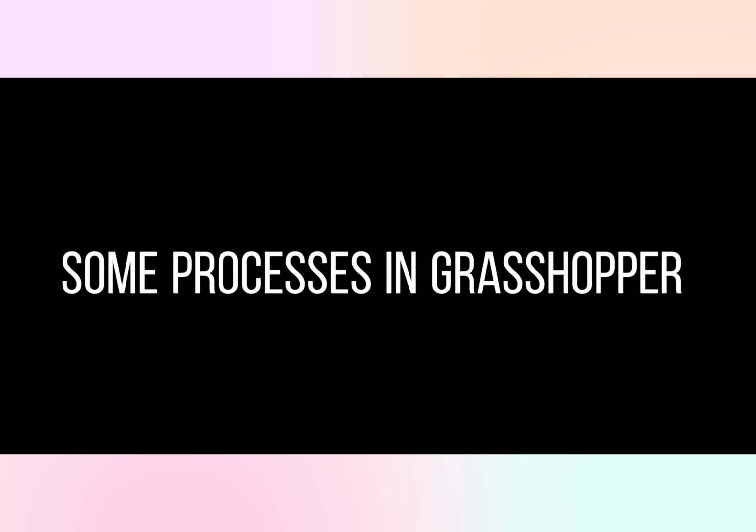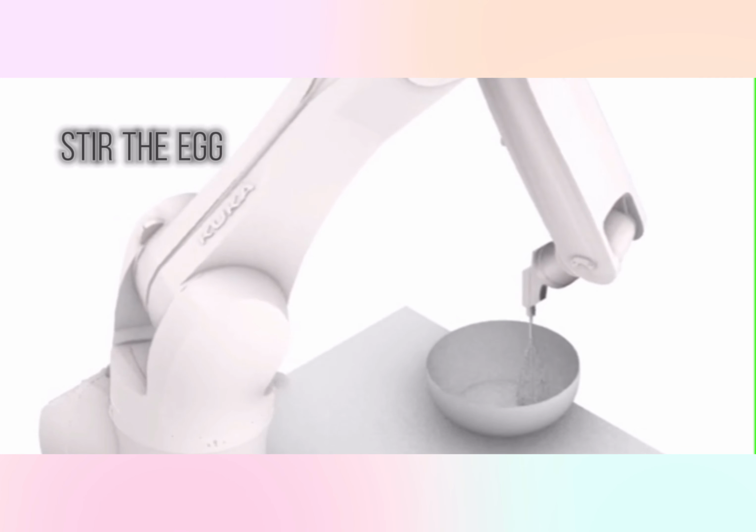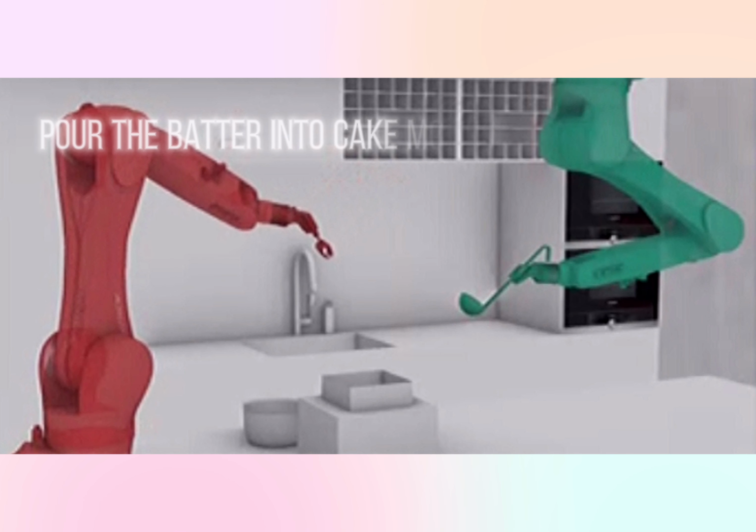Here are some processes in Grasshopper. Stir the egg. Pour the batter into the cake mold.